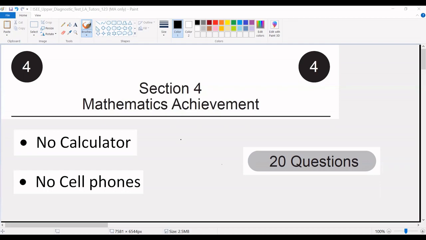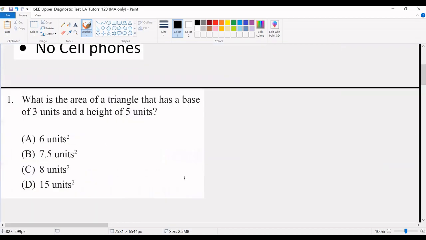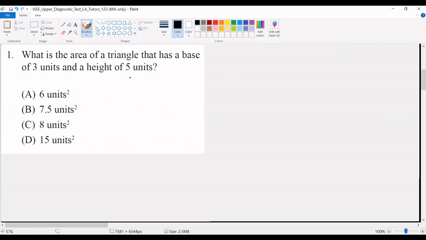So in this diagnostic, we will go over 20 questions. Let's get started. Number one, what is the area of a triangle that has the base of 3 units and the height of 5 units?